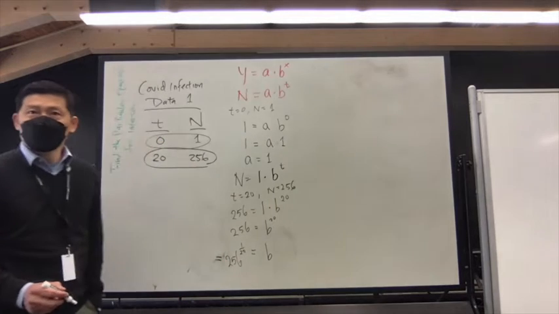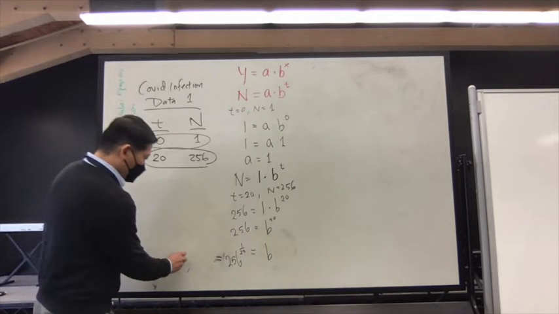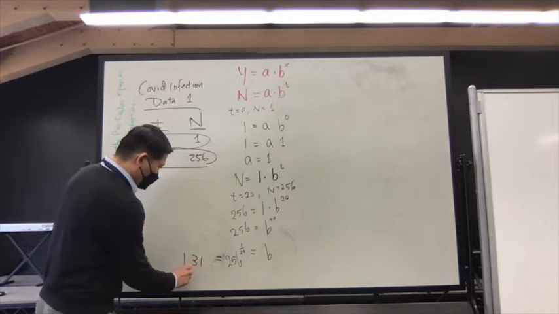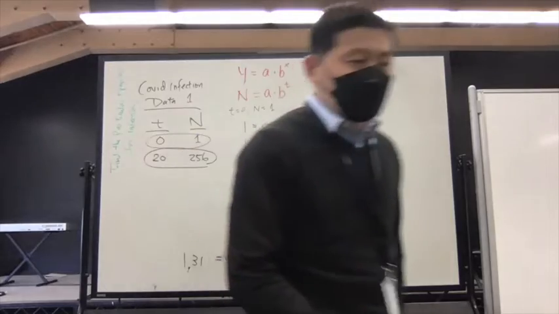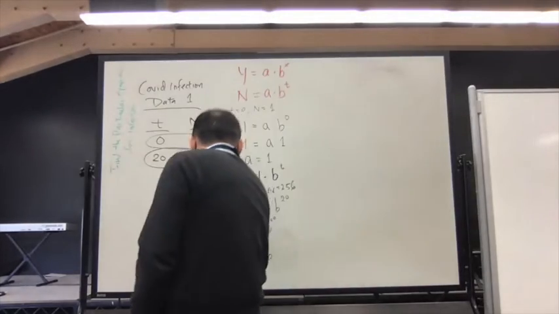Do you know how to use a calculator? What's the answer? 1.31. There'll probably be some decimal, right? Yeah. 1.319 or something like that.